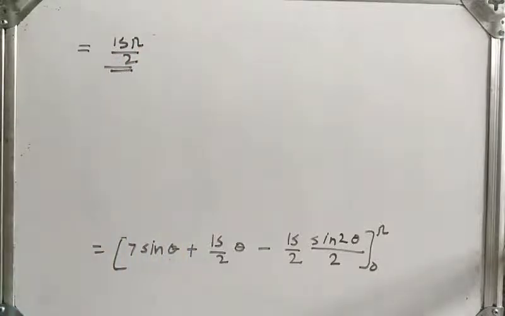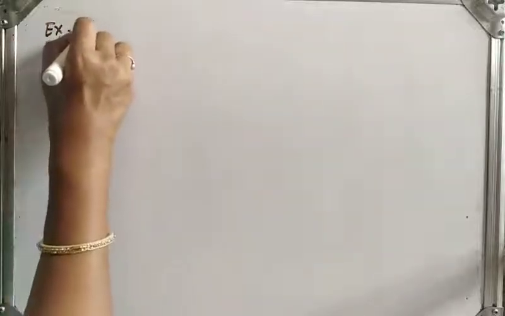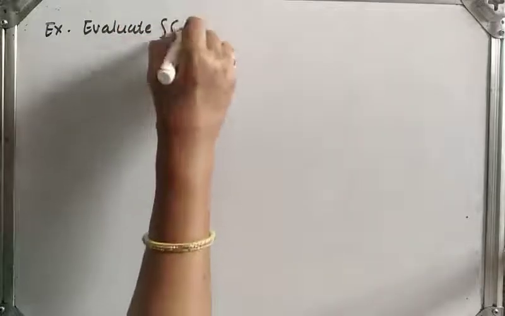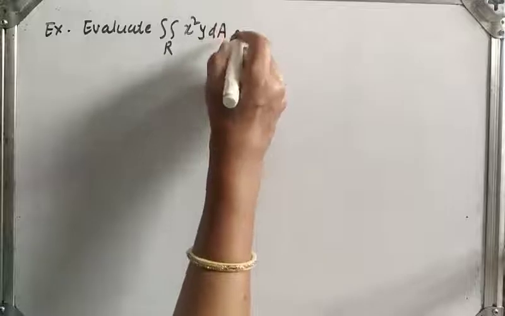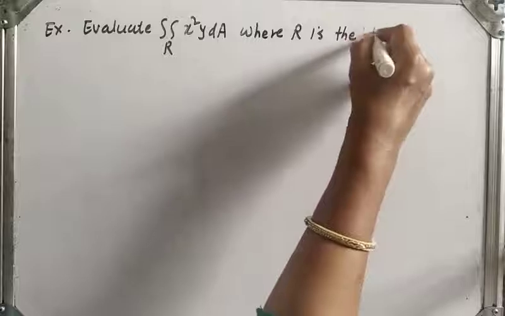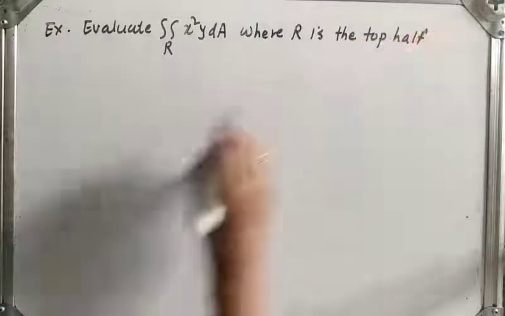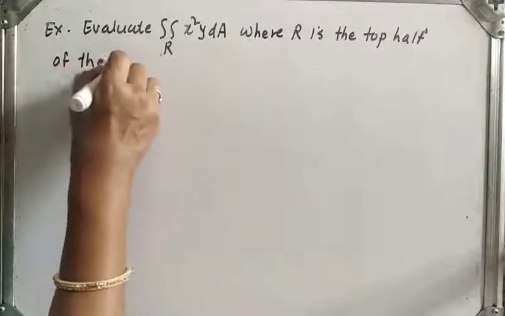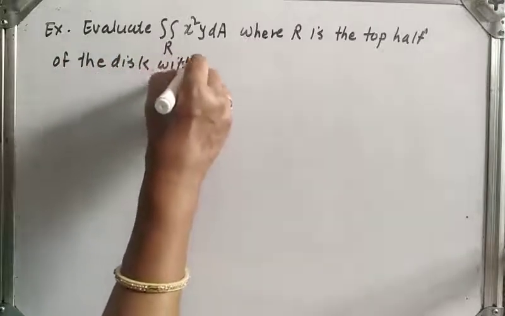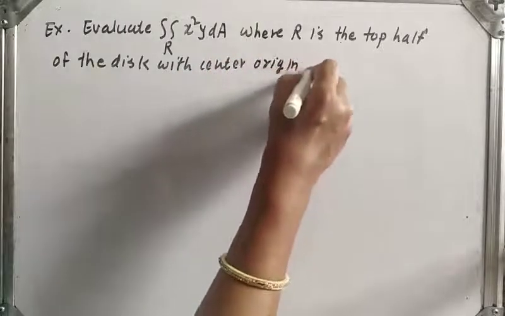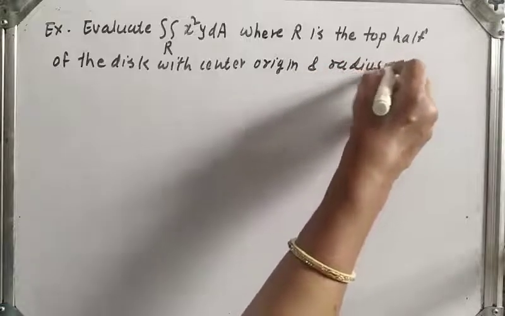Okay, next example. Evaluate double integration over R of x square y dA, where R is the top half of the disk with center origin and radius 5.